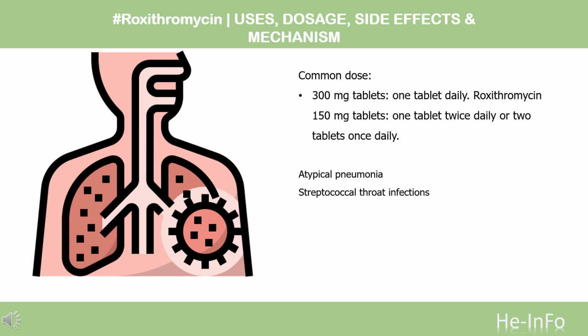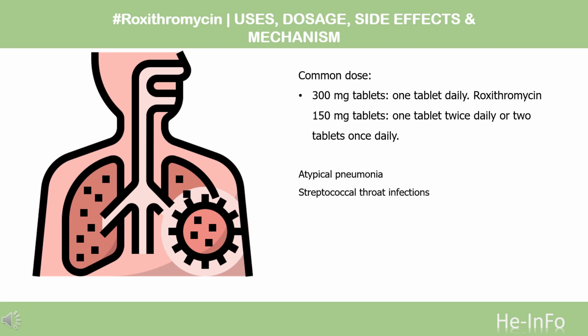Dose. The dose of this medicine will be different for different patients. Adults. The recommended dosage is 300 mg per day, which may be taken according to one of the following dosage regimens. Usual dosage: roxithromycin 300 mg tablets, 1 tablet daily. Roxithromycin 150 mg tablets, 1 tablet twice daily or 2 tablets once daily.